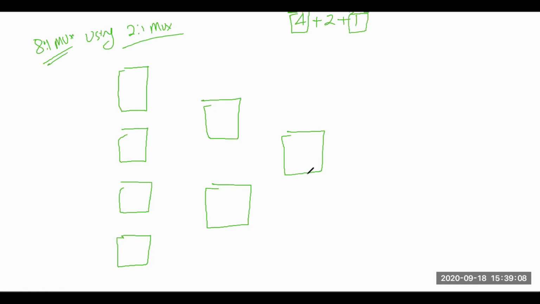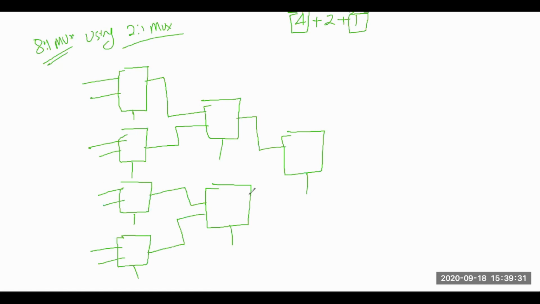And there will be select line. Since they are 2:1 multiplexers, there will be only one select line, and two inputs in each case. This output will go to this in this manner, this output will go to this in this manner, this output will go to this in this way, and here you will get your final output. And these will be I0, I1, I2, I3, I4, I5, I6, and I7.